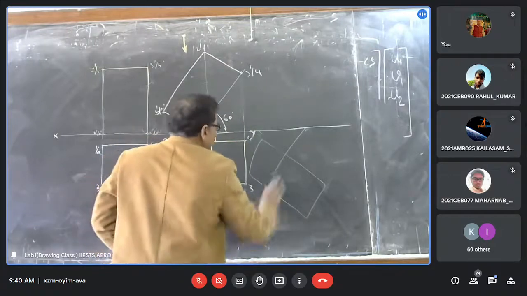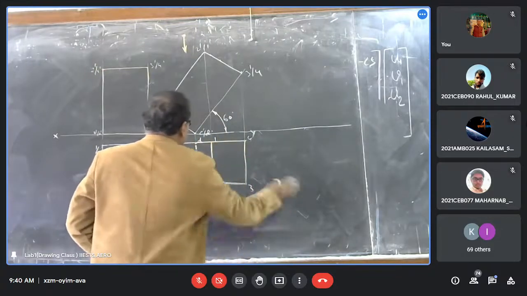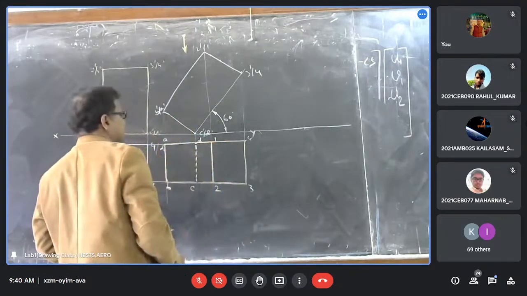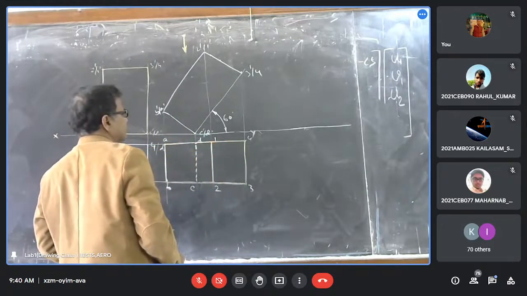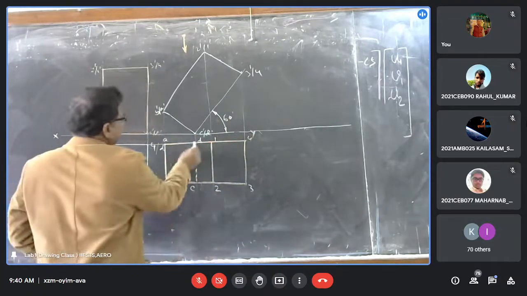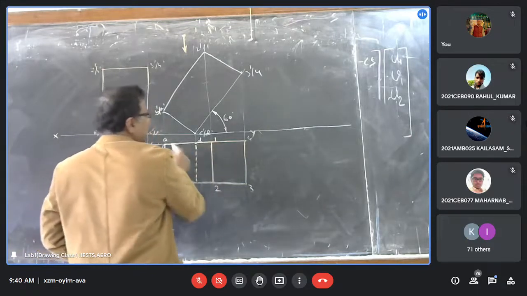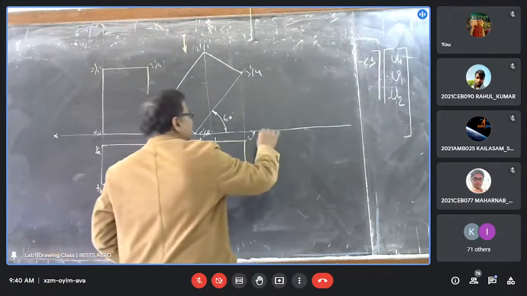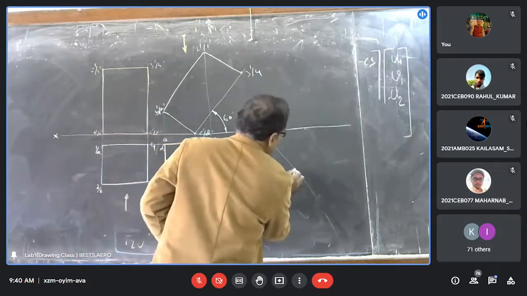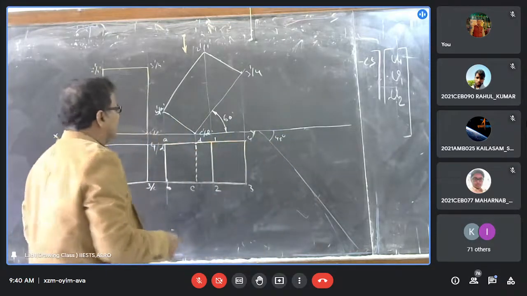Now I am rotating this figure. You can rotate clockwise because this side is smaller than that one. So you can rotate clockwise like this and make a 45 degree angle here. This is the 45 degree line, and you can place it.